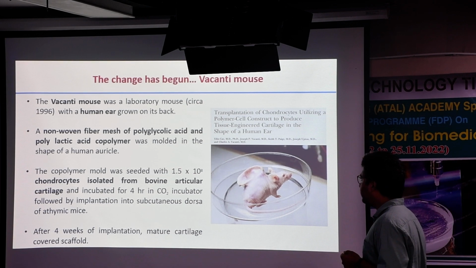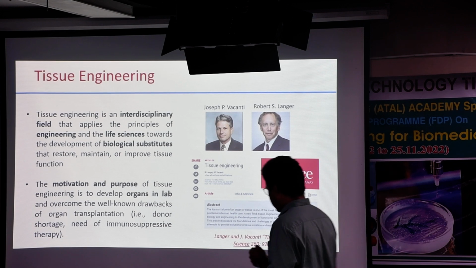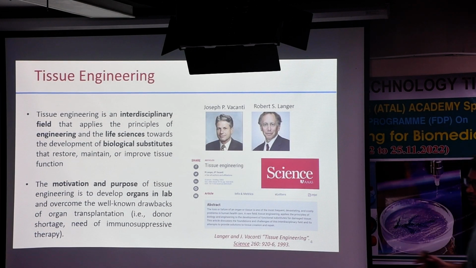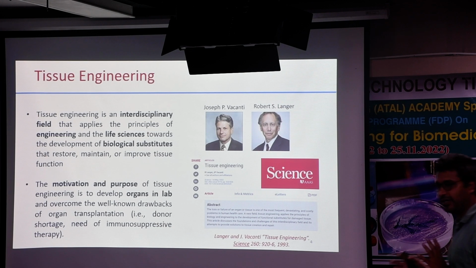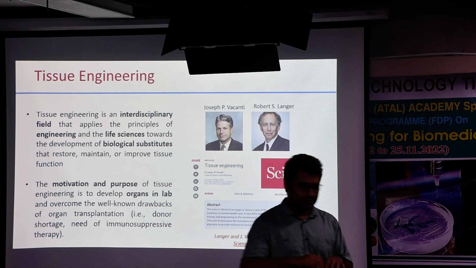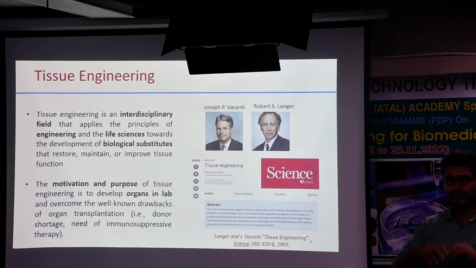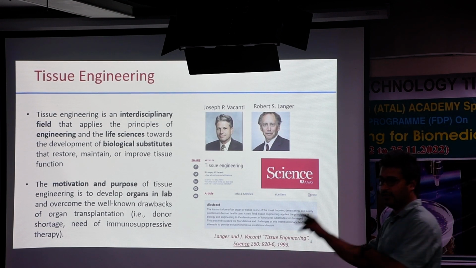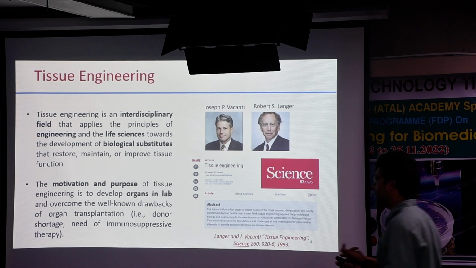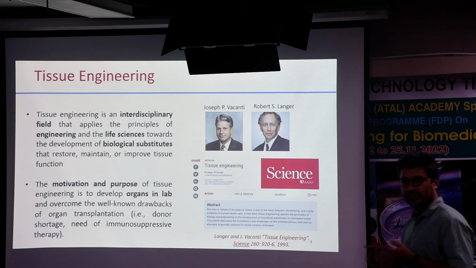Okay, so now that we have gone through how this Vacanti mouse worked out, we have a rough idea of what happens in tissue engineering. You get the cells, seed them on the scaffold, let the cells proliferate on the scaffold, and once the cells have proliferated, you implant them into an organism or any other living animal. So let's understand what tissue engineering is.